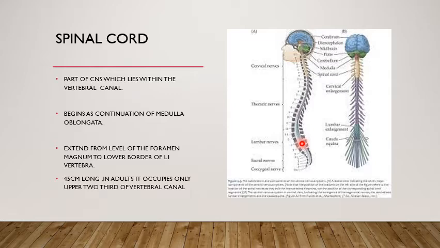It is 45 centimeter long, and in adults it occupies only the upper two-third. Now if you assume this full thing and divide it into three parts, think only the upper two-third of the portion is occupied by the spinal cord.